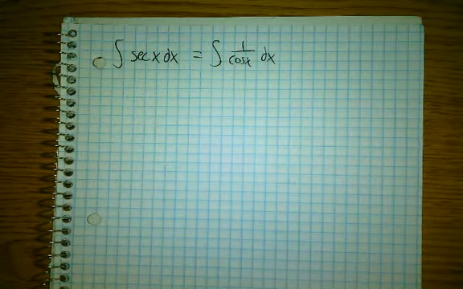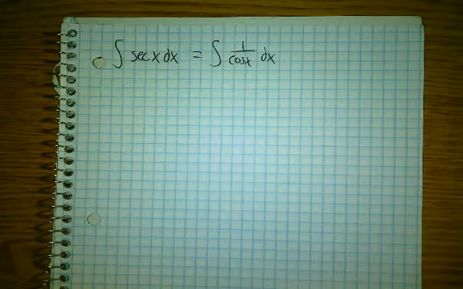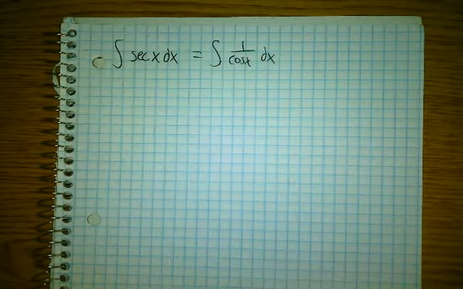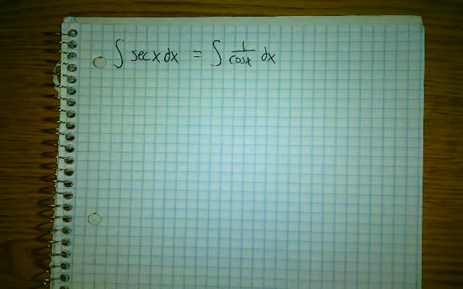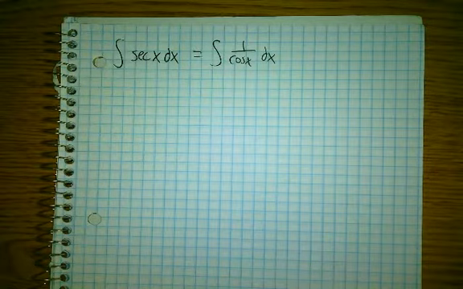But then remember, he was trying to let u be secant x, right? But then you have to have the derivative of that, which would be secant tangent, which is not in there. So, actually, that brings me to a good idea. We need to have somehow secant tangent in here, so that we can help ourselves out. So how can I make secant tangent appear?